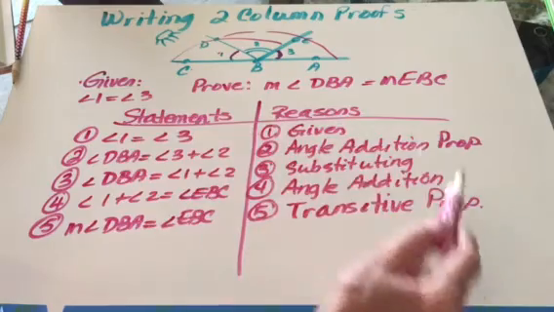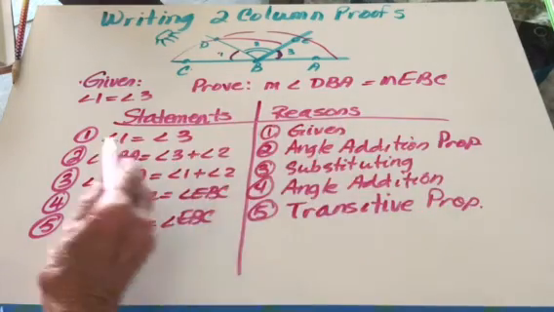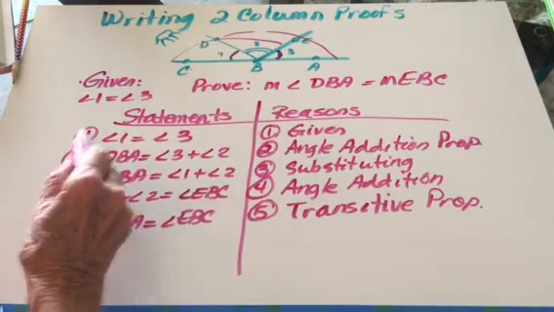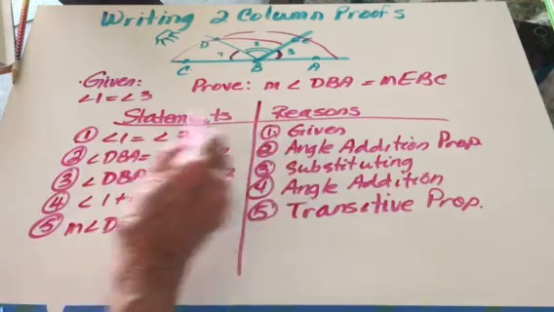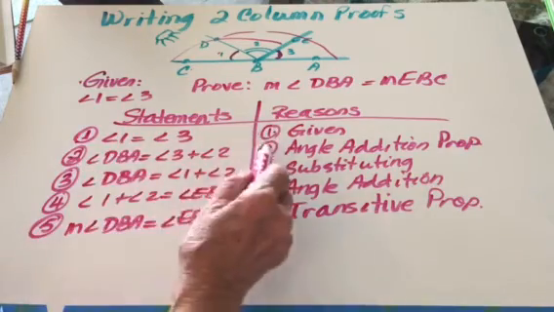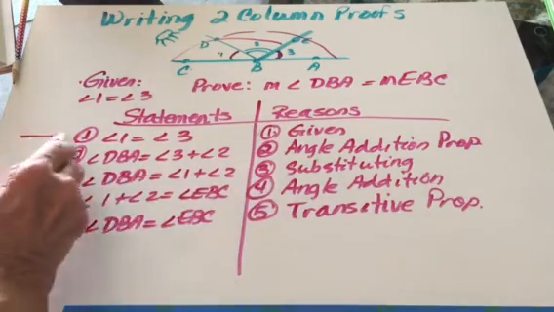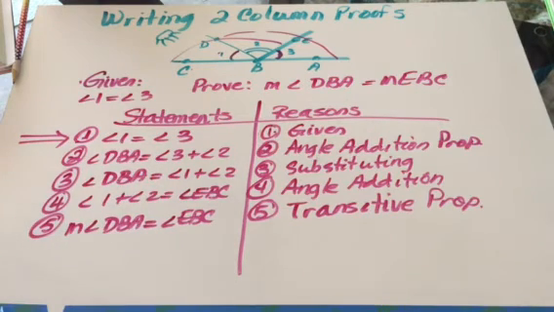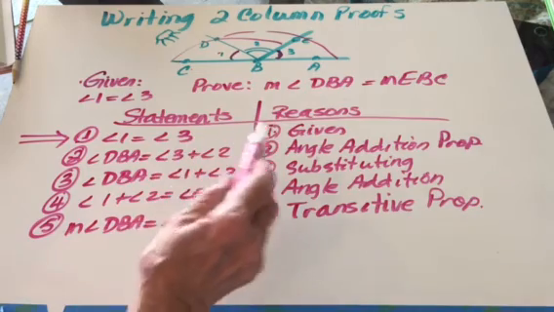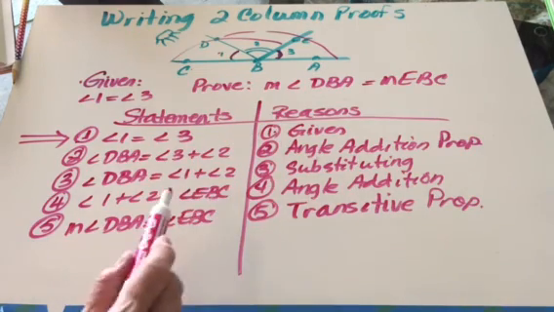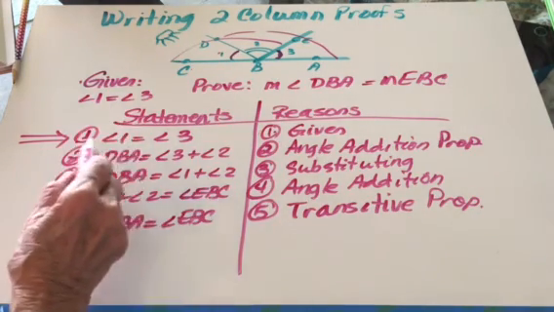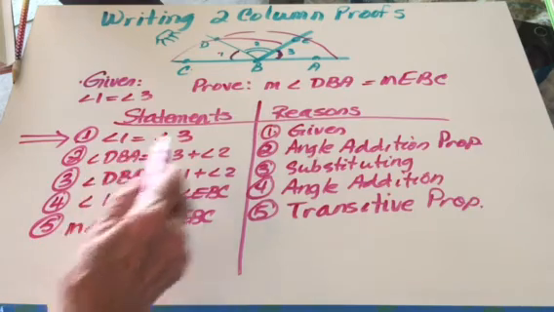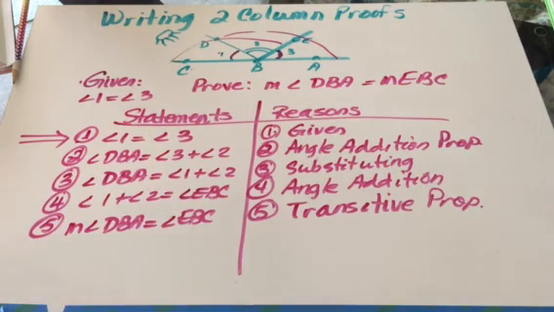Two-column proofs have 2 columns, the statements and the reasons. I want you to make sure that you number them each. 1 goes with 1, 2 goes with 2. Normally, we start with the givens. Sometimes that's not true, but normally we do. If we have more than 1 given, a lot of times we put them all together, sometimes we don't. But as long as you get them all down there, that's the important part.